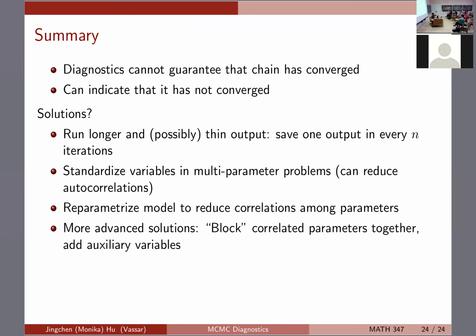So like regression, a lot of times people are going to standardize, and you can do that here as well, even though I personally haven't seen much of that, but maybe I'm just ignorant. I don't know about the other aspect of this. You can also reparameterize models to reduce correlations among parameters. And the last one here will be to add auxiliary variables or block some variables together. These are more advanced techniques that we won't cover in our class.